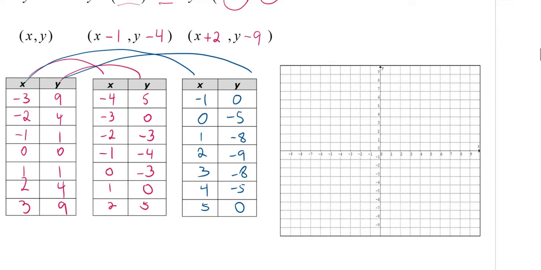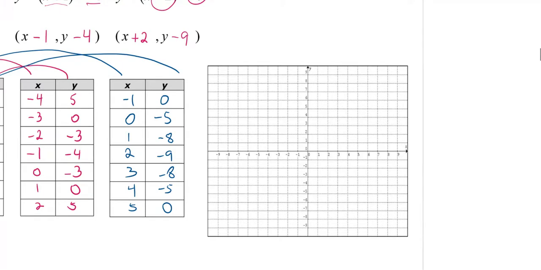Okay, so if I plot these points, let's draw the base graph first. So 0, 0, 1, 1, 2, and 4, 3, and 9. Mirror them on the other side. Okay, and there we go. Quick sketch.